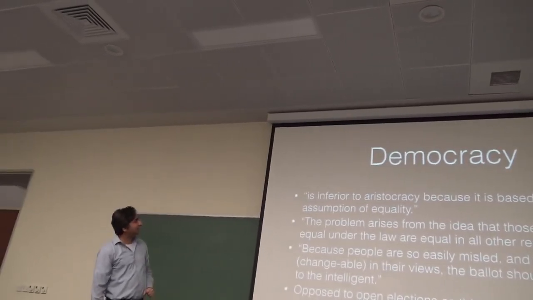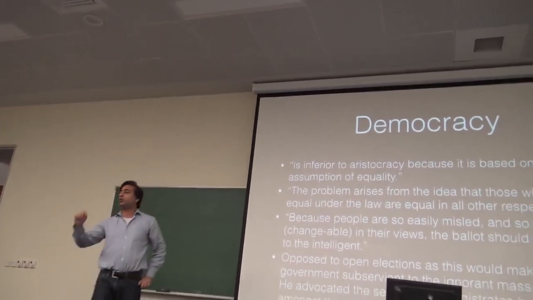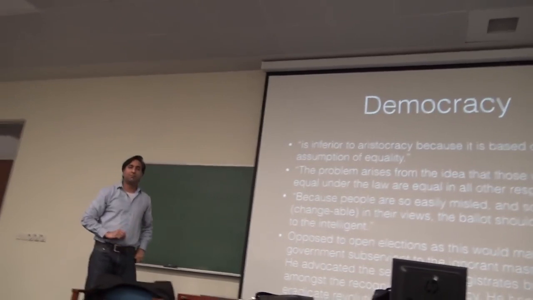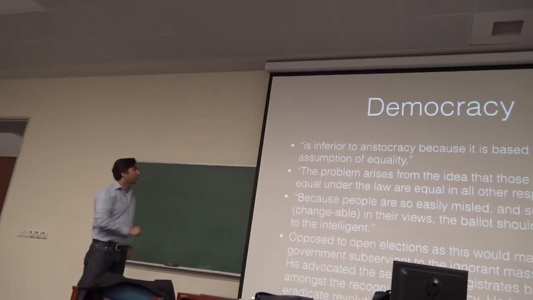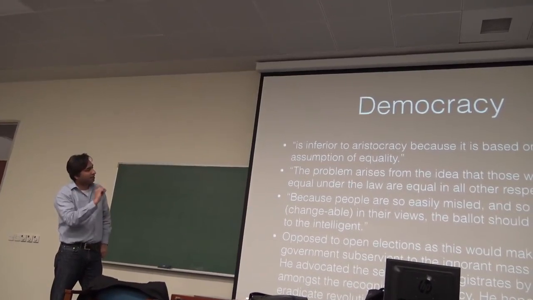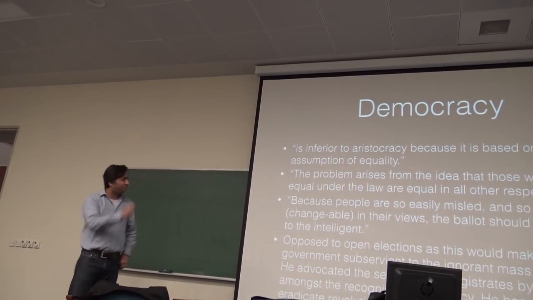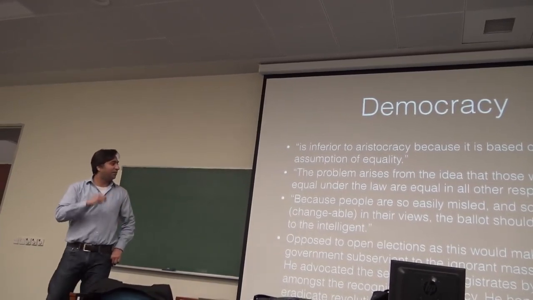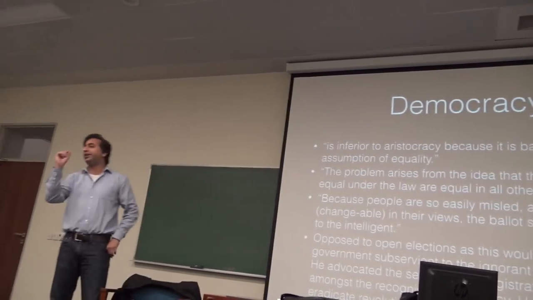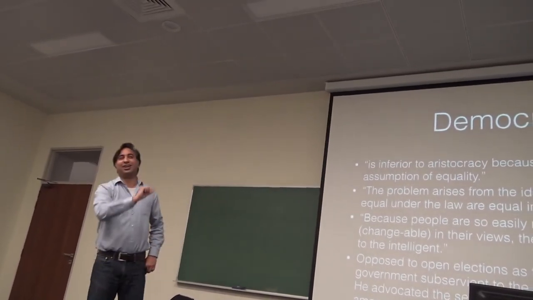Democracy, he says, is inferior to aristocracy because it is based on the false assumption of equality of all citizens, their intellectual equality. The problem arises from the idea that those who are equal under the law are equal in all other respects, because people are so easily misled and so fickle, changeable in their views. The ballot should be limited only to the intelligent. ठीक है, PhD हासिल करो, फिर आपको वोट देने का हक मिलेगा.